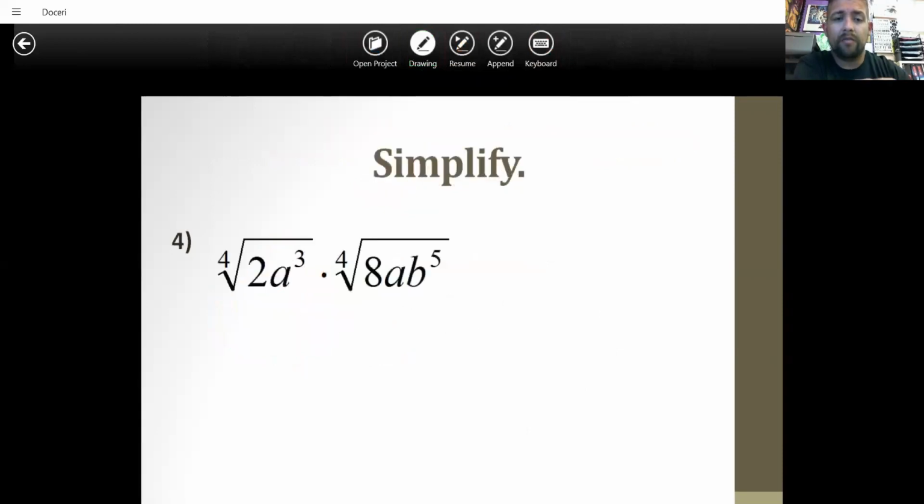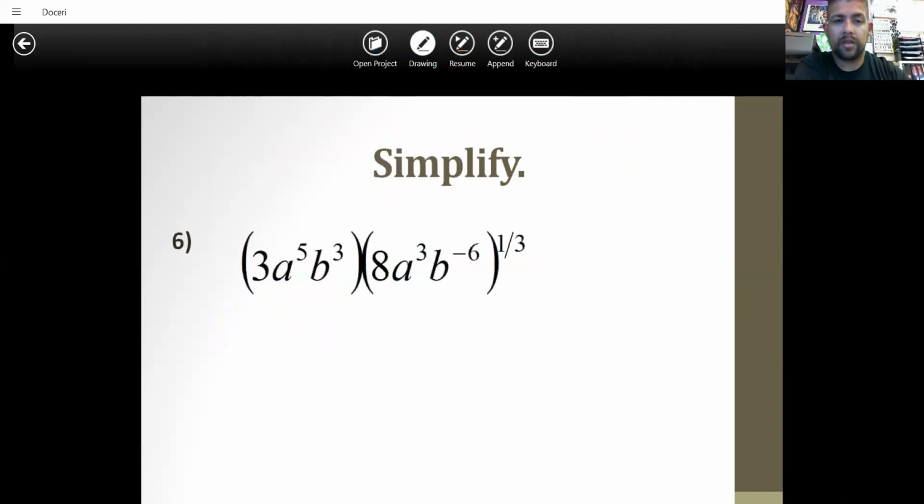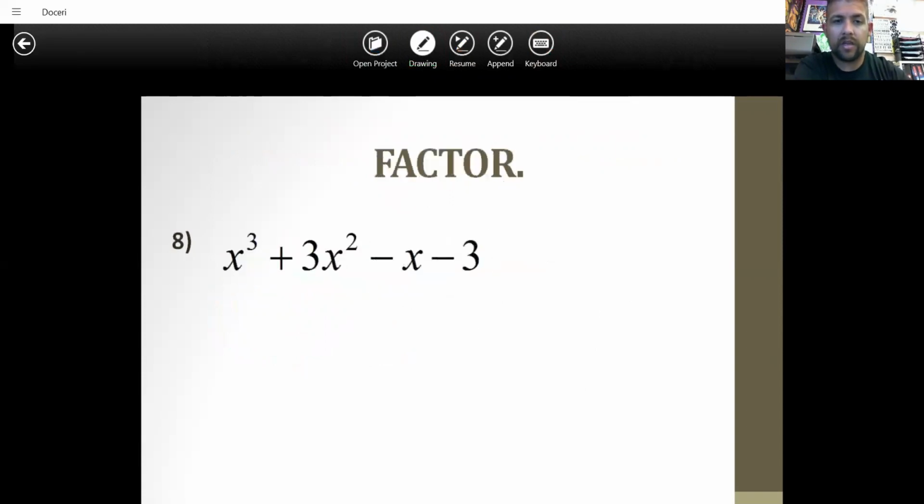We already did several problems like this, so I'm not going to focus on those. We've already done a problem like this. Factor: we covered this today during class. I didn't have time to go through both classes with it.